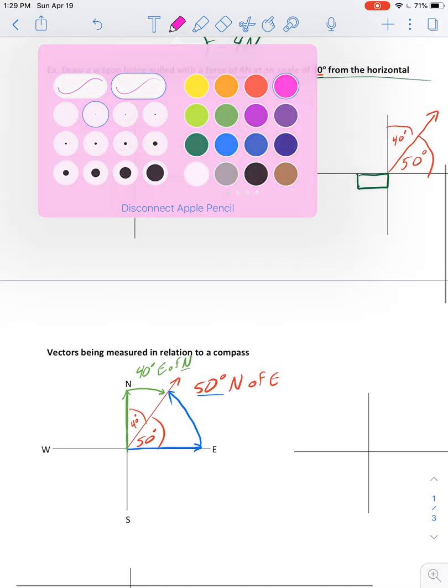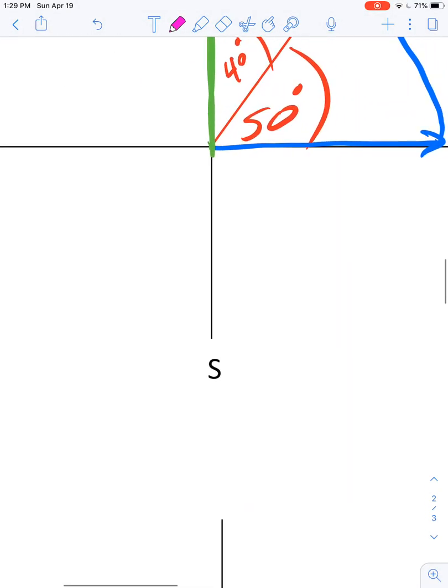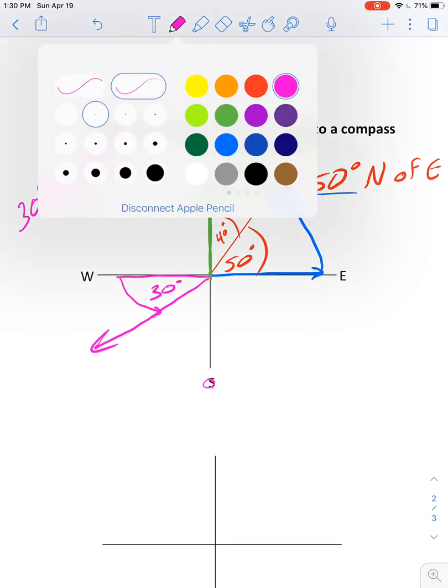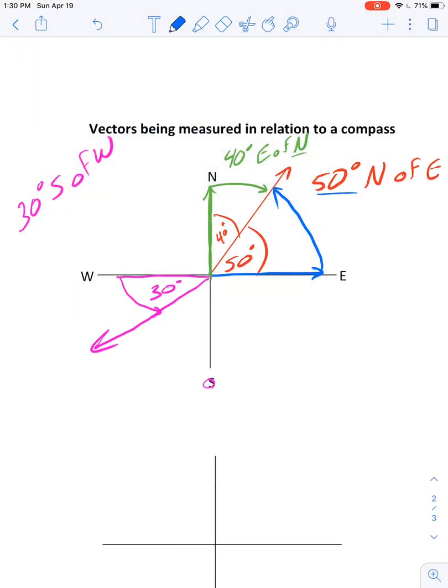If I did another example here, I'll do this one. I'm going to draw 30 degrees south of west. So again, I'm going to go west and go 30 degrees south of it. The other way we could describe this one would be 60 degrees, and that would be from south we went west. So that would be 60 degrees west of south.